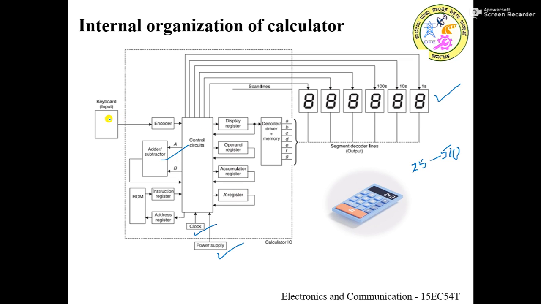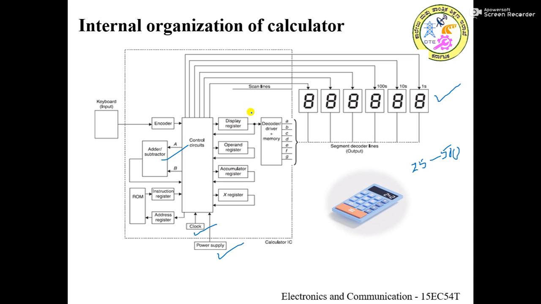Whenever a particular key is pressed, that key's equivalent encoded data will be sent to the display register control section. From the control section it is further sent to the display register. The purpose of the display register is to store the encoded data entered by the user from the keyboard, and the same information is sent to the 7 segment display via a decoder. What kind of decoder is this?